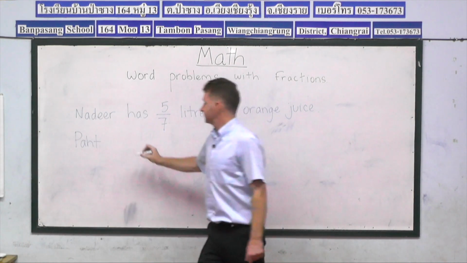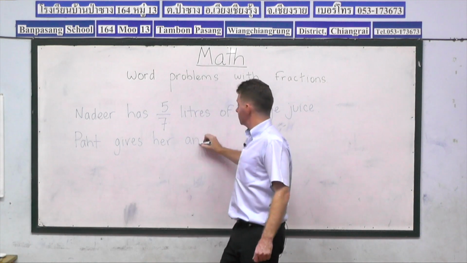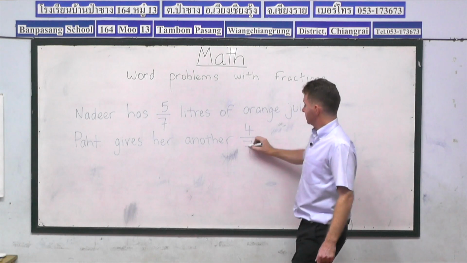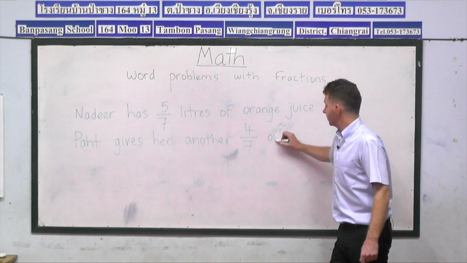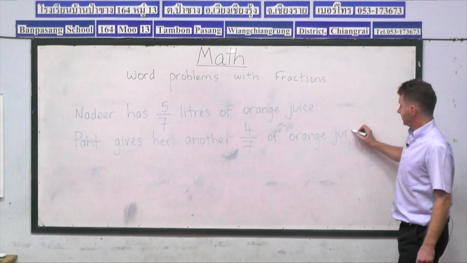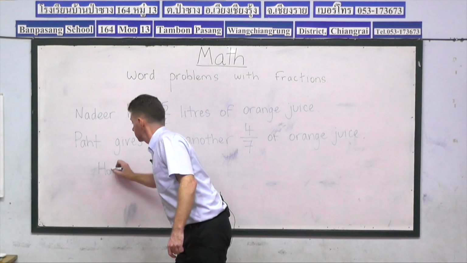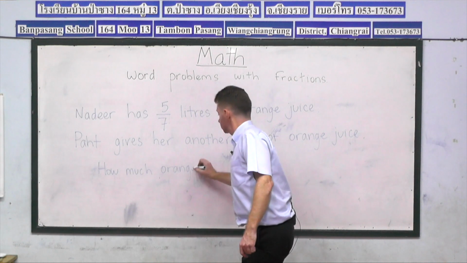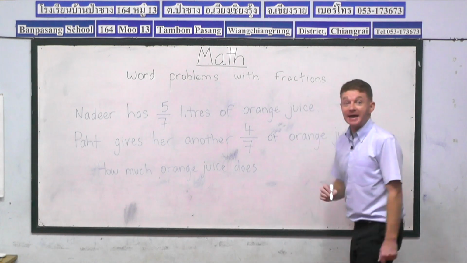Pat gives her another 4/7 or 4/7 of orange juice. So now for our question, how much orange juice does Nadia have?